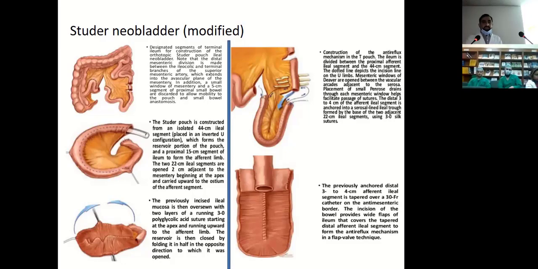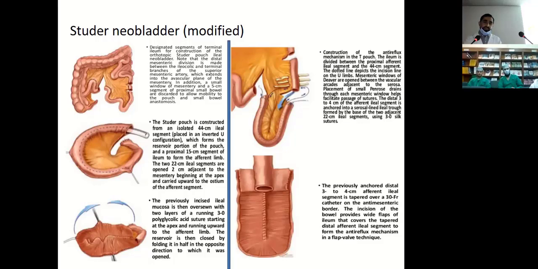In the Studer pouch, the reservoir is constructed from an isolated 44 centimeter ileum segment placed in an inverted U configuration, which forms the reservoir portion of the pouch. The proximal 15 centimeter segment of the ileum forms an afferent limb, and the 22 centimeter ileum segments are opened 2 cm adjacent to the mesentery, beginning at the apex and carried upward to the ostium of the afferent segment.